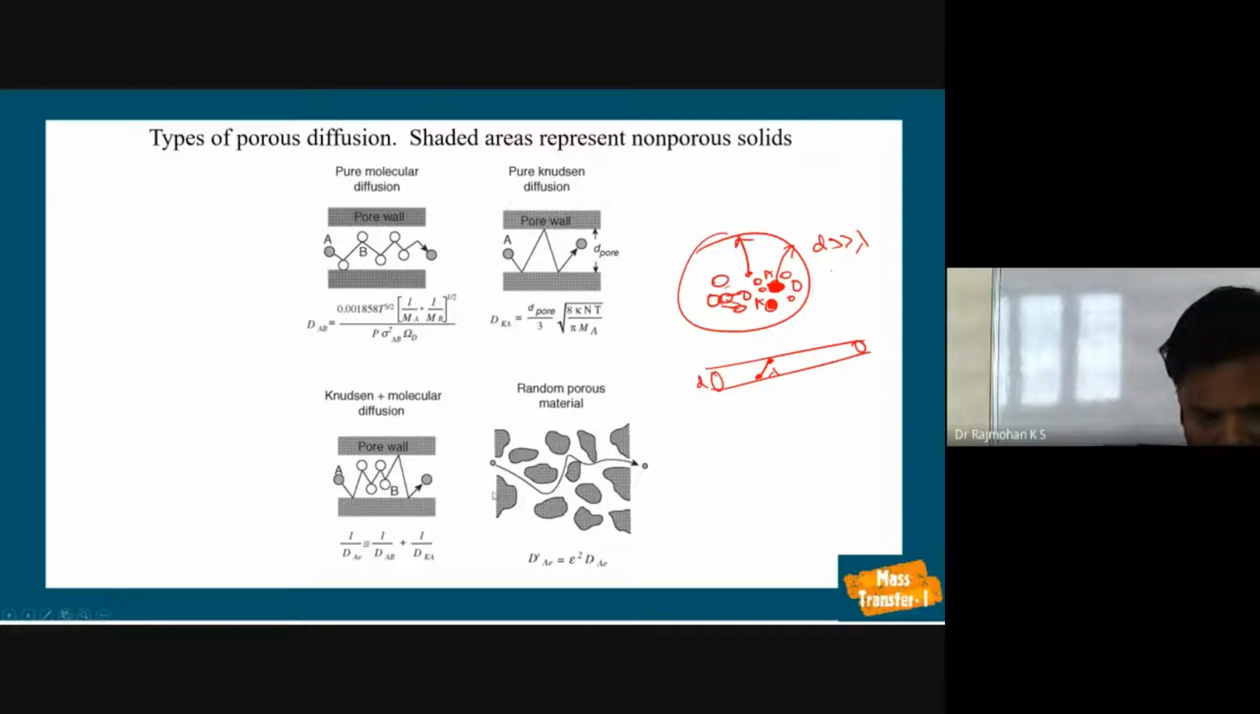So we have pure molecular diffusion when the pore diameter is greater than the mean free path, and we have pure Knudsen diffusion when the pore diameter is very close to the mean free path, and sometimes a combination of both can happen. And if you have a random porous material, in that case you are going to have free diffusion.